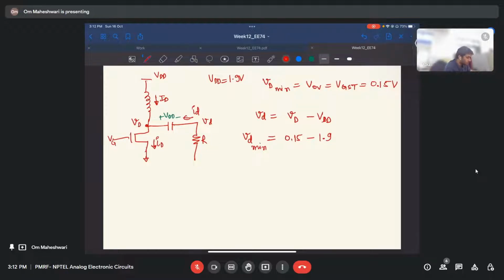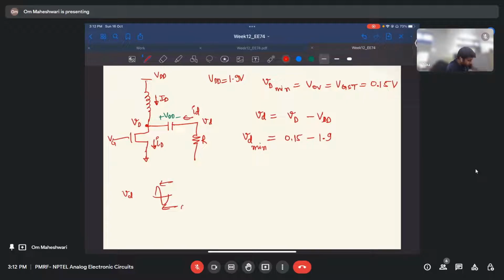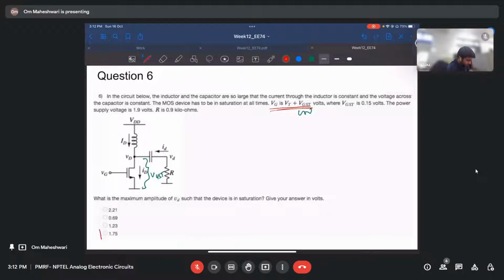This small VD is an AC voltage, right? So if this is the minimum value, the maximum value will be the negative of this. If it is 0.15 minus 1.9, it will be 1.9 minus 0.15. So VD max is 1.9 minus 0.15, equal to 1.75 volts. And I think that is the answer.